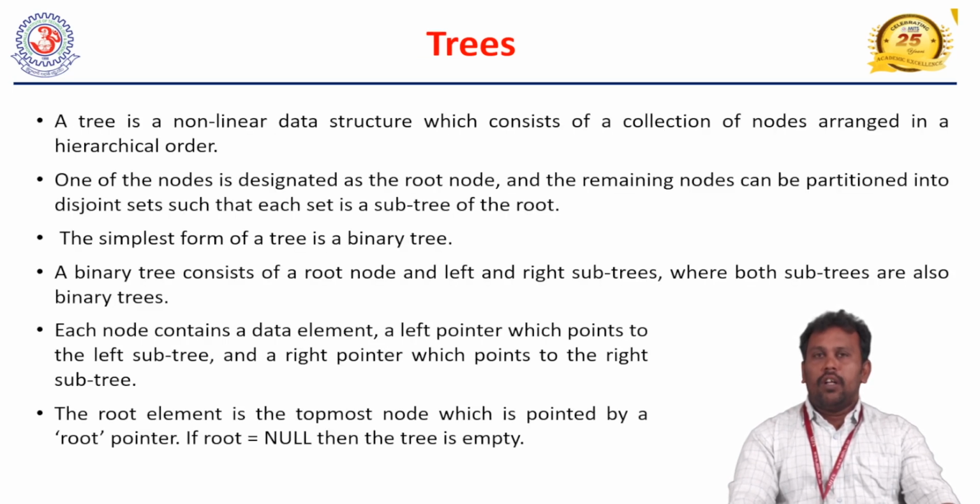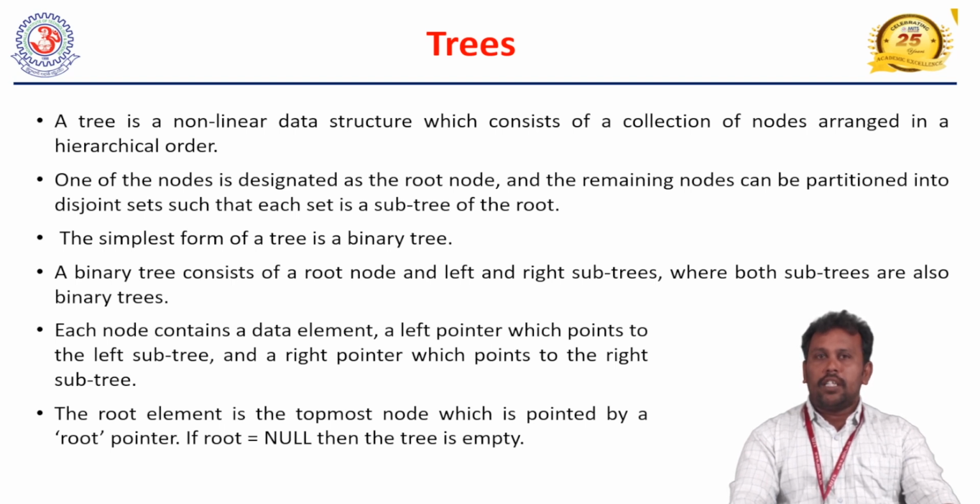Next, non-linear data structures. An example of non-linear data structures is trees. A tree is a non-linear data structure which consists of a collection of nodes arranged in hierarchical order. One of the nodes is designated as the root node, and the remaining nodes can be partitioned into disjoint sets such that each set is a subtree of the root. It means the topmost element is considered the root, and all the remaining ones are subtrees of that root node.